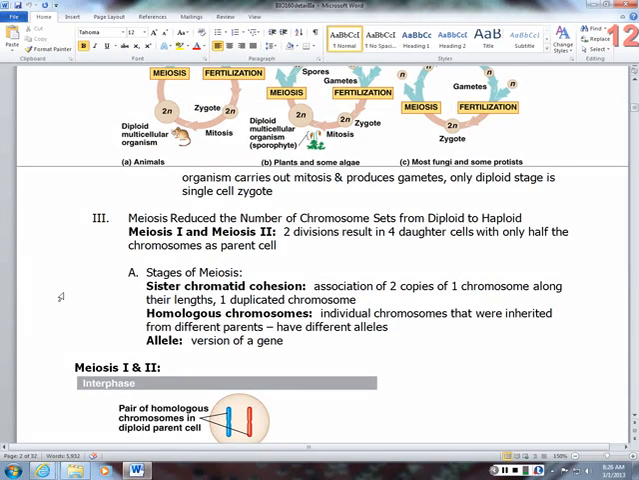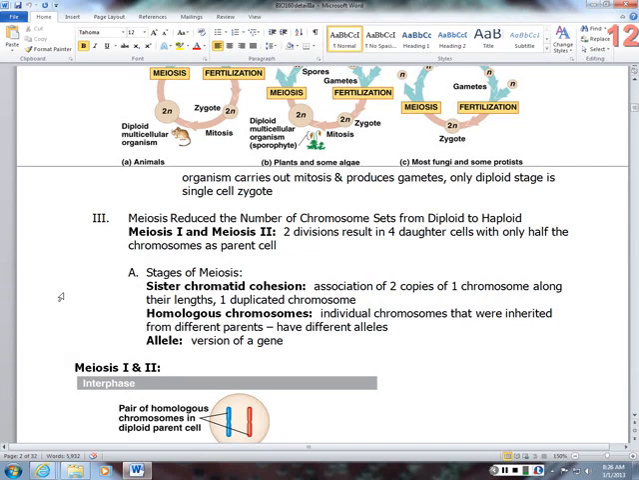So you have your sister chromatids that are going to be held together with a cohesion. So you've got your 2 copies that are held together along their lengths, and what it represents is one duplicated chromosome. One side is the same as the other side. They're just hooked together in the middle.